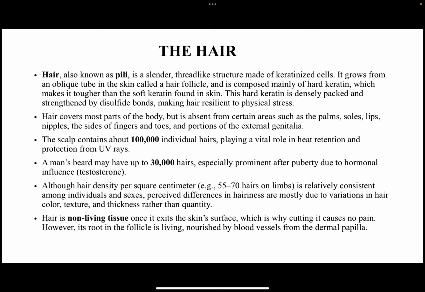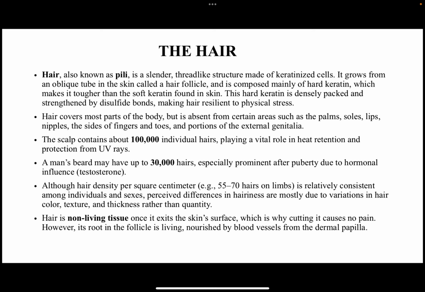Now understand that on the human scalp we have about 100,000 individual hairs, and that plays a role in heat retention and protection from ultraviolet rays. Typically, adult men with beards have about 30,000 hairs, and beards are especially prominent after puberty.